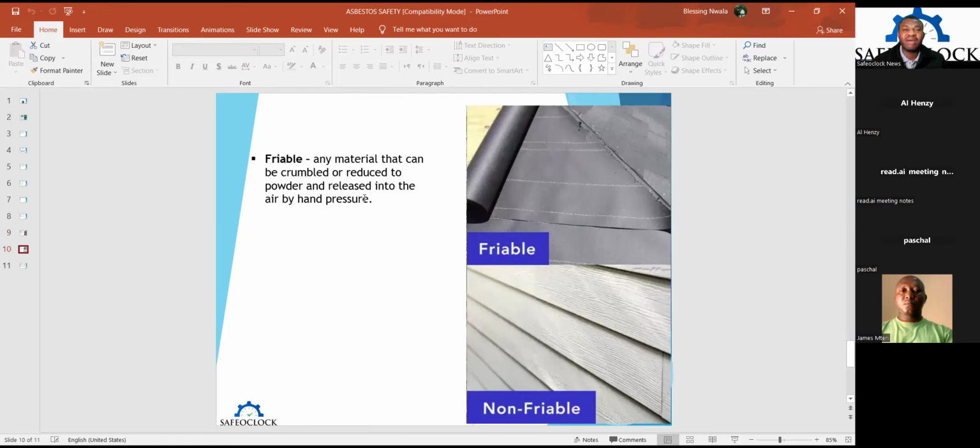Now, the other type is the friable type. Friable asbestos containing materials are those materials that can be crumbled and easily reduced to dust. They can be easily reduced to powder. So any asbestos material that is in a friable form is high risk, because it can easily be disturbed and fall into dust, then get into the lungs and become problematic.